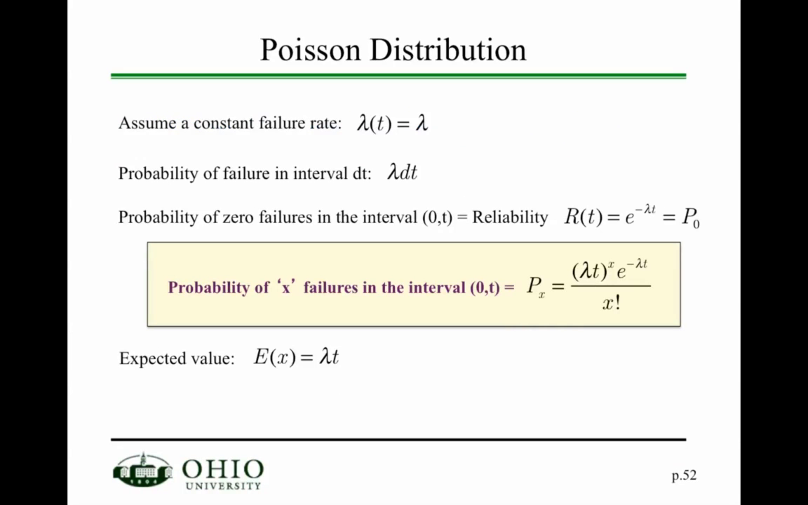Another distribution that we'll see, and we'll get back to this later, is the Poisson distribution, and that's the probability that there are going to be x failures in a particular interval from 0 to t. Without giving any proof, this probability of x failures is equal to (lambda t) to the power x times e to the power minus lambda t, divided by the factorial of x. For example, if x were equal to 1, this would turn into lambda t to the power 1 times e to the power minus lambda t.